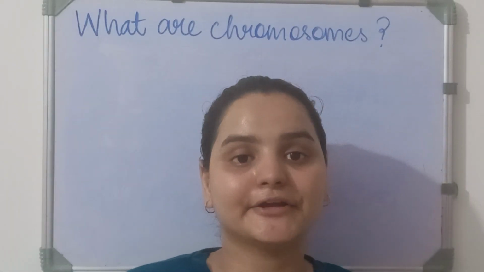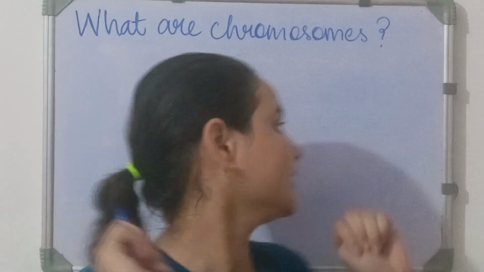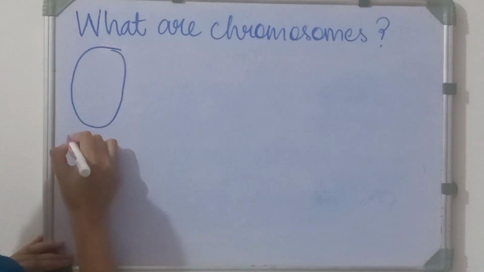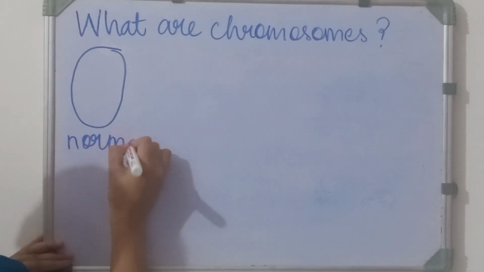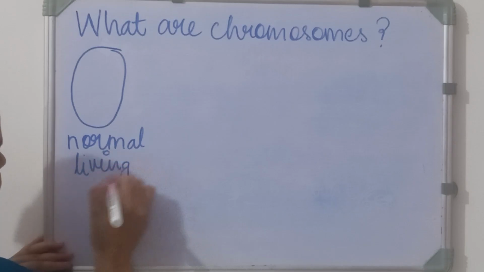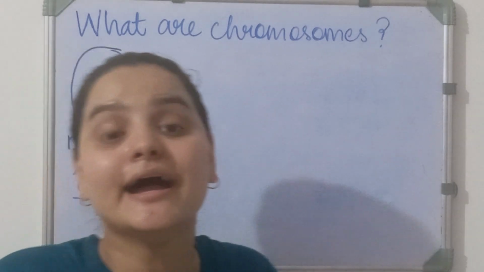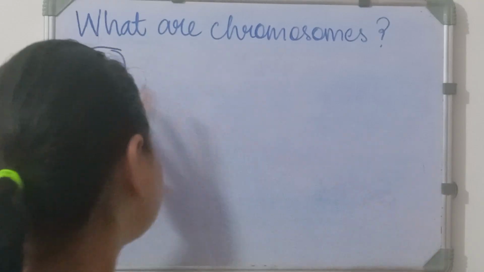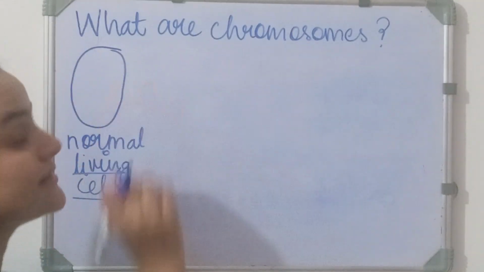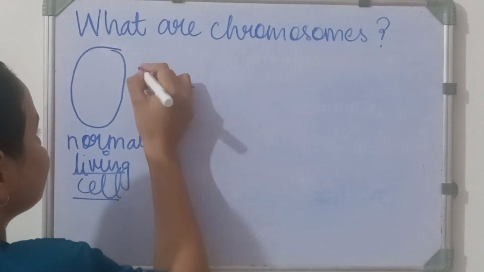Before understanding chromosomes, let's see how chromosomes actually look. See, this is a normal living cell. Why are we taking living cells? Because living cells have different organelles present inside the cell. Now this living cell is unstained. I will explain.